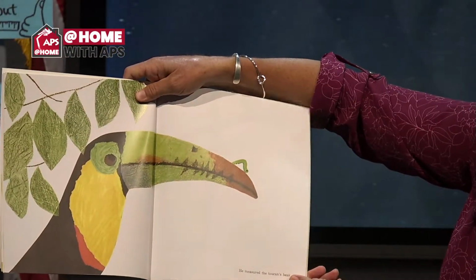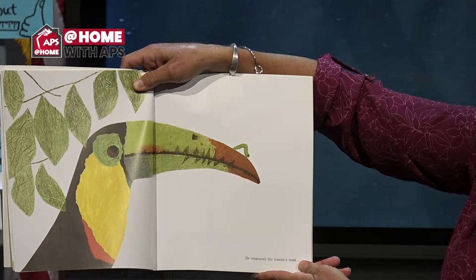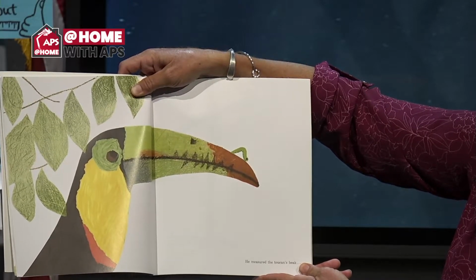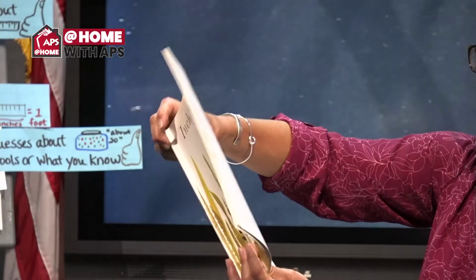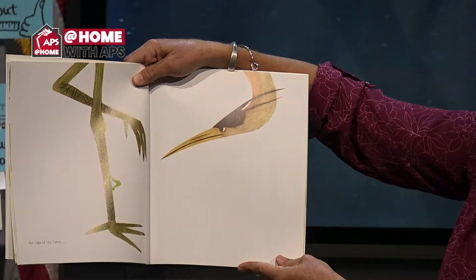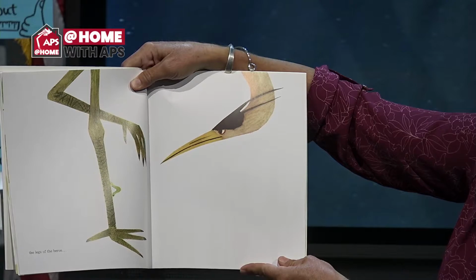He measured the toucan's beak. A toucan is a jungle bird, and that is a very long beak, isn't it? It's a large beak. He measured the legs of the heron. Looks like the heron has very long legs.